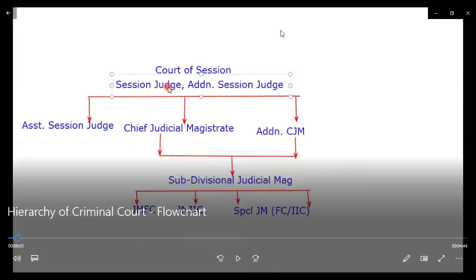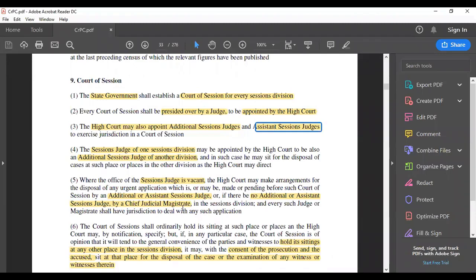Let us understand it better with the help of this diagram once again, this flowchart. So we have under section 9(2) establishment of session judge, whereas under section 9(3) we have additional session judge, which is equal in rank to session judge, and 9(3) itself gives space for appointment of assistant session judge. This assistant session judge is lower in hierarchy than session judge and additional sessions judge. And the presiding officer of court of session is the sessions judge here. So we find that assistant session judges and additional session judges, both these exercise power of a court of session, but is not an independent court of session.